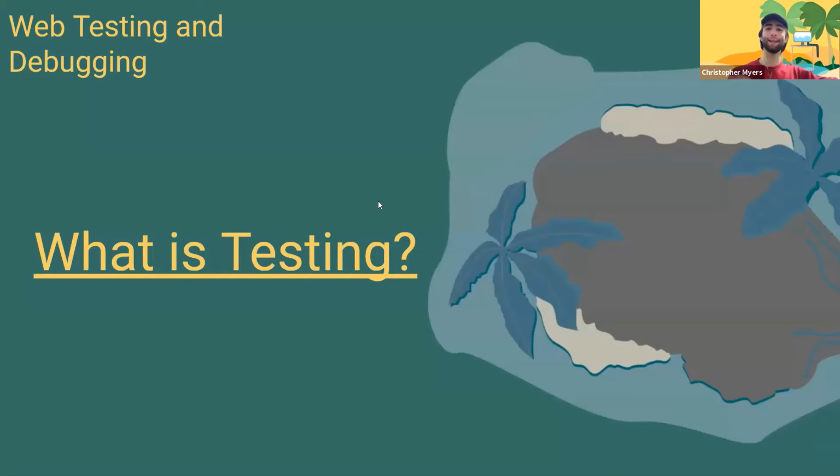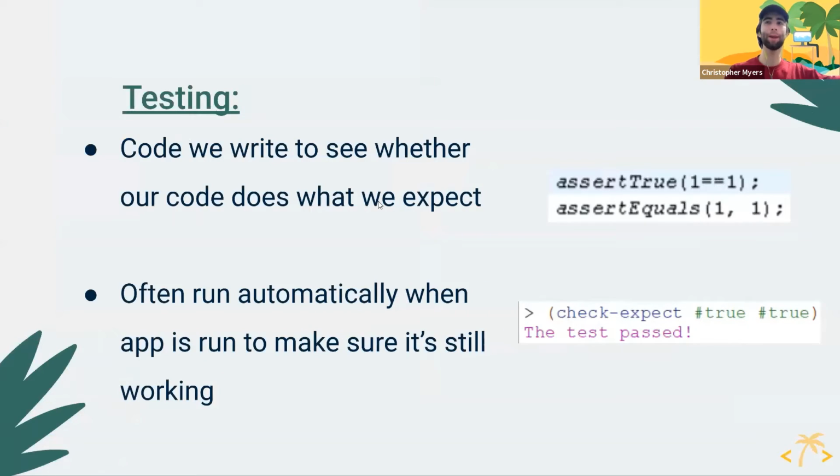What is testing? Like I said, many of us probably know, but it's basically code that we write to test other code that we've written to make sure that the other code we've written works. And so they're often run automatically when we run our application, but that's pretty much all you need to know. In a nutshell, it's code that we write to make sure other code functions.